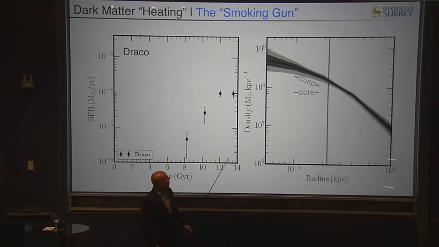And to guide the eye, there's a flat core, there's a steep cusp. So Draco seems to have this central dark matter cusp that the original models predicted. The things that don't are the things that form lots of stars. Okay? So if this is right, then it does solve this cusp-core problem for dwarf galaxies. It does suggest that our standard guess about what dark matter is, being this pressure-free, collisionless fluid, at least for the time being, lives for another day.